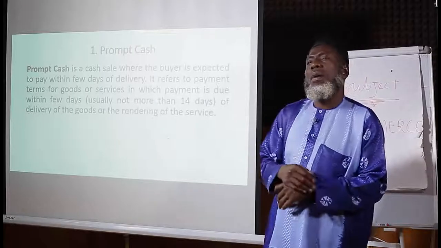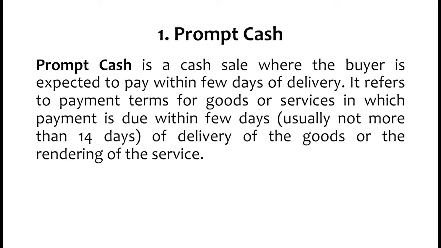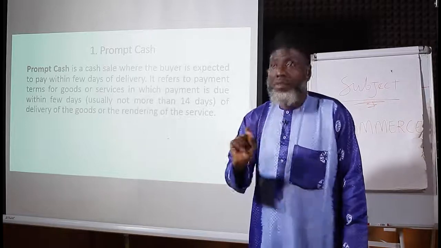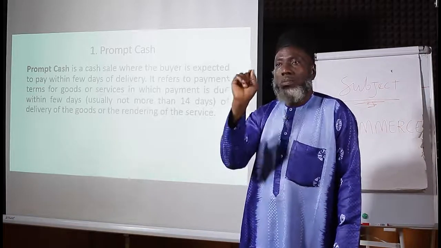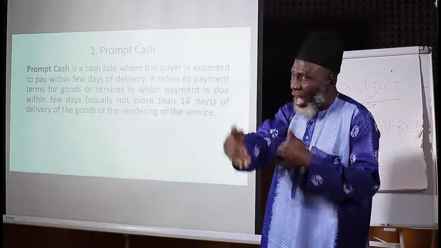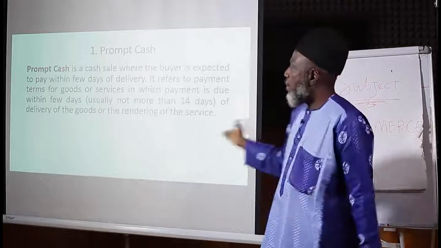Now let's look at them one by one quickly. The first one, which is prompt cash. It's a cash sale where the buyer is expected to pay within few days of delivery. We call it prompt cash. The goods are sold, not on credit, but the amount for the goods will be paid after a few days of delivery, depending on the agreement between the seller and the buyer.